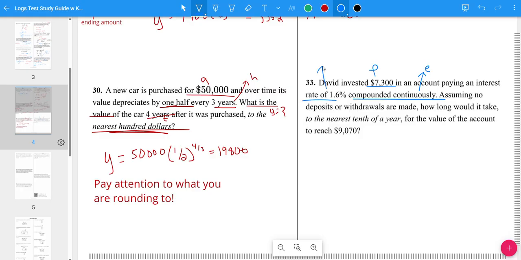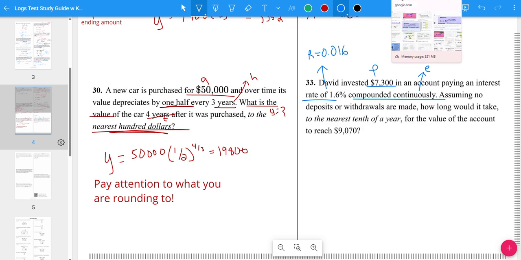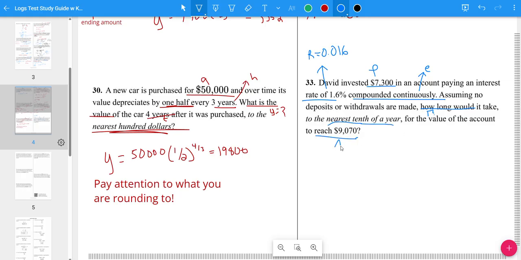So my rate here is going to be 0.016, and we're plugging that into the exponent. So assuming no deposits or withdrawals are made, how long, so we don't know T this time, we're doing to the nearest tenth of a year, for the value of the account to reach 9070. So that's my final amount. So let's write it out. A equals P E to the RT.